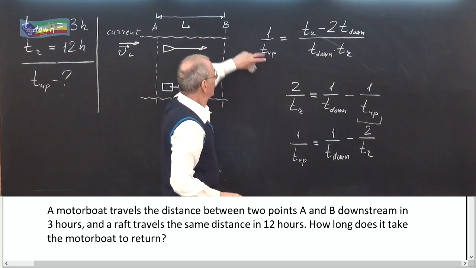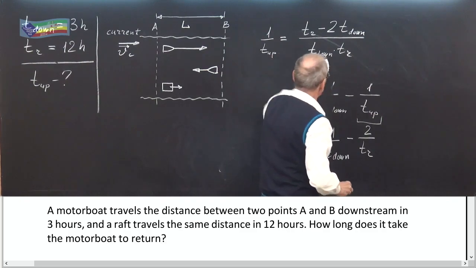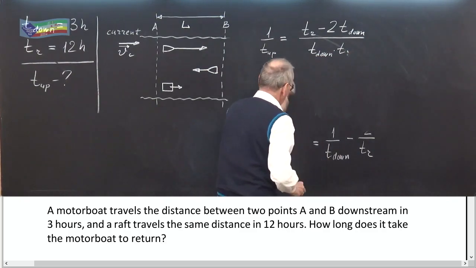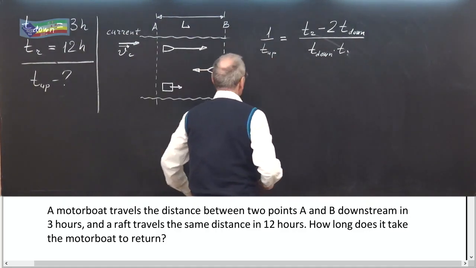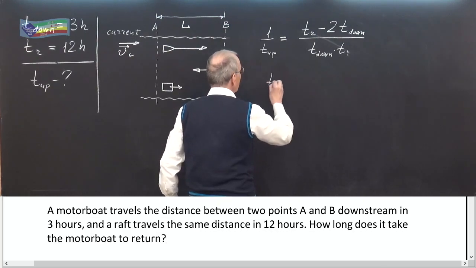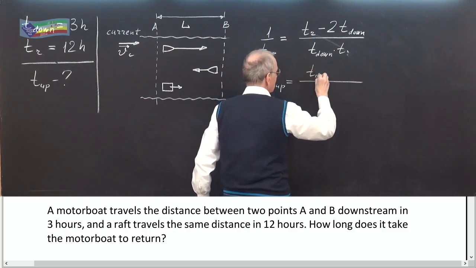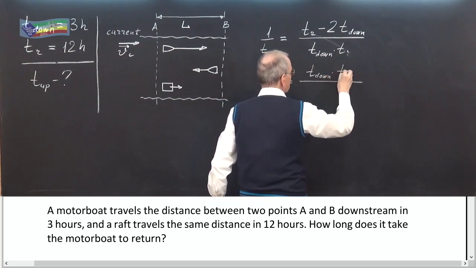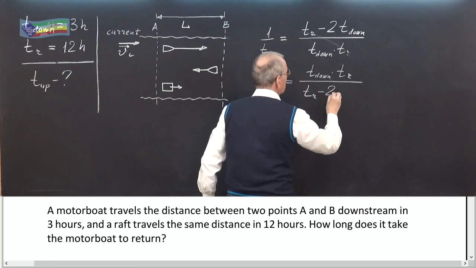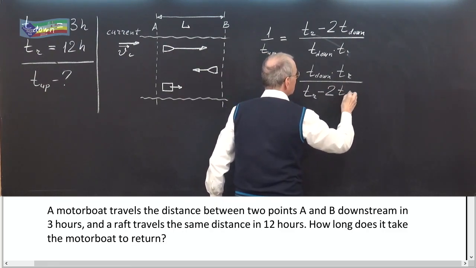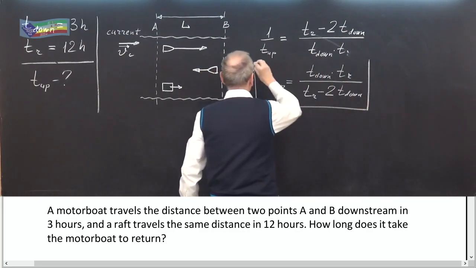And the last step, let's find the inverse fraction. Exchange numerator and denominator. T up equals T down times T raft over T raft minus twice T down. That's it, the final expression.